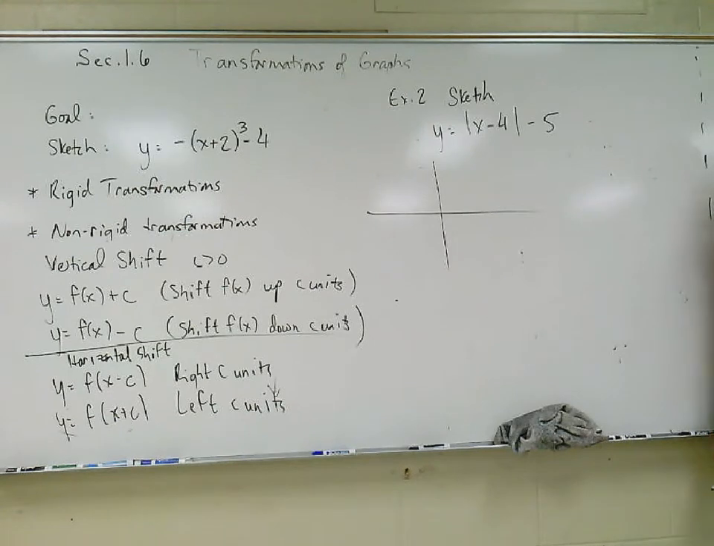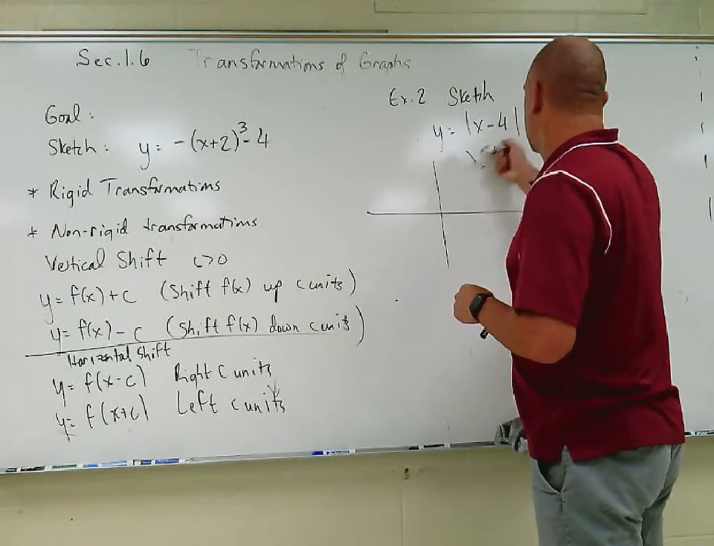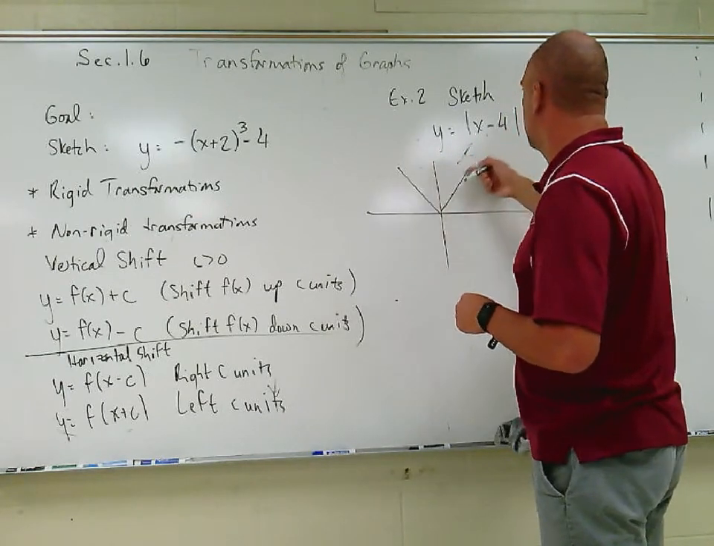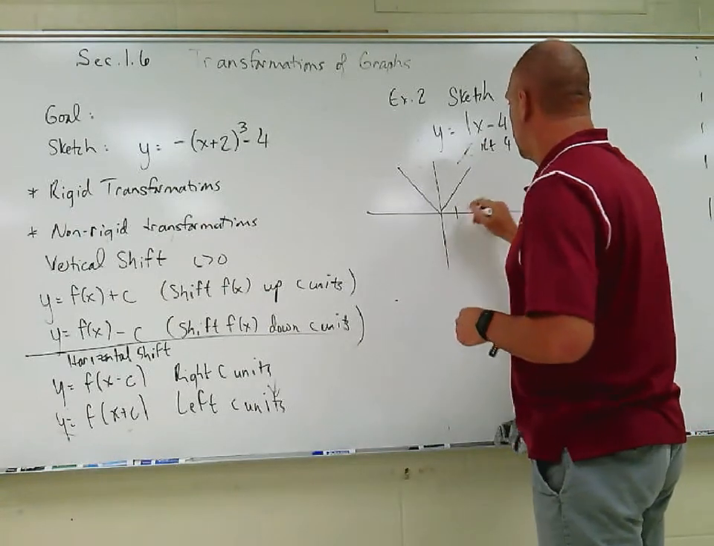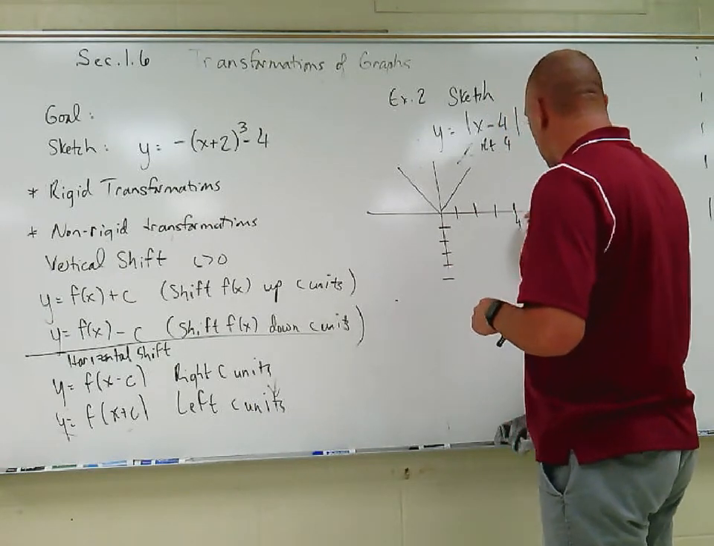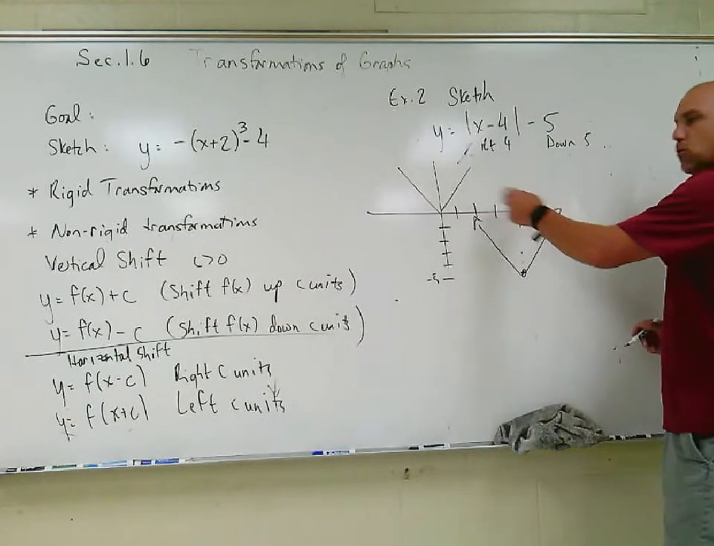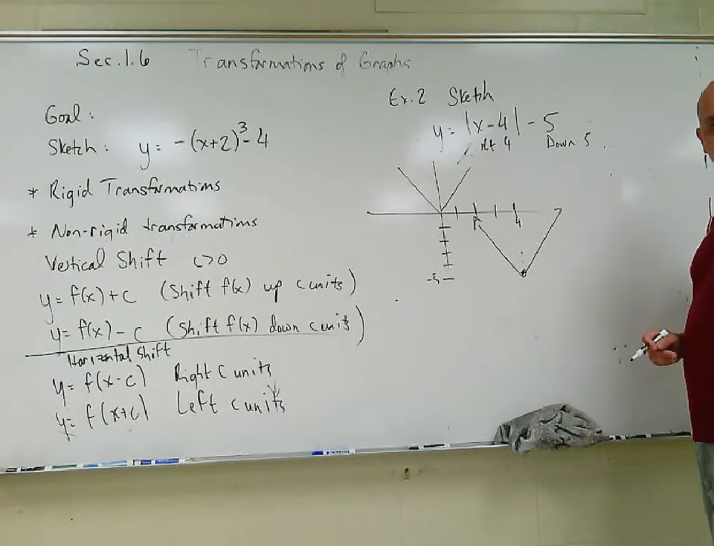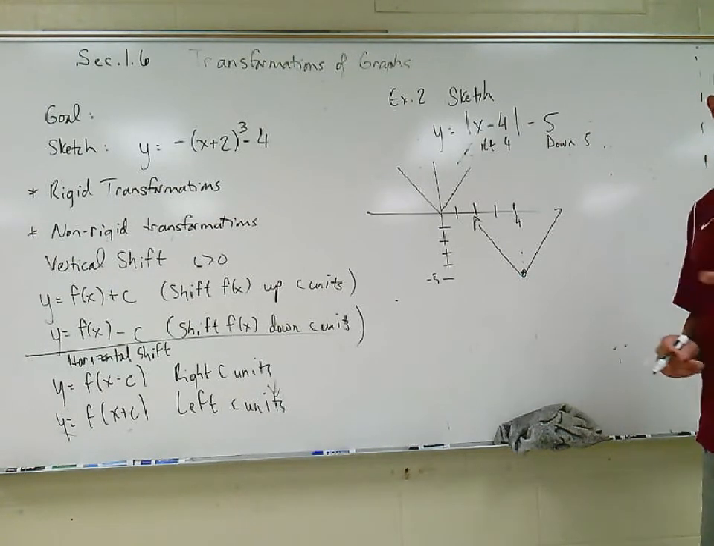Okay, so Lily, how did you move it? Right 4, down 5. All right, what's the basic graph, first of all? The V. It looks like this, right? That's the basic graph. That's your right 4, and that's your down 5. And so you went 1, 2, 3, 4, 1, 2, 3, 4, 5. So at 4, negative 5, that's where the origin moves. Now, of course, I'm not showing what the x and y intercepts are properly, but that's good enough for the sketch, because we're just trying to sketch.